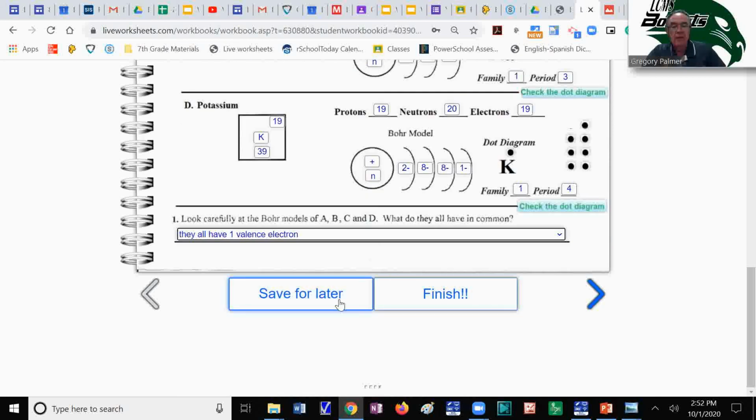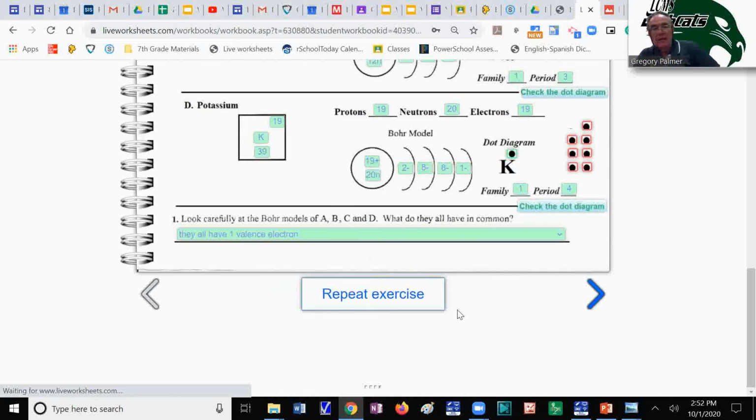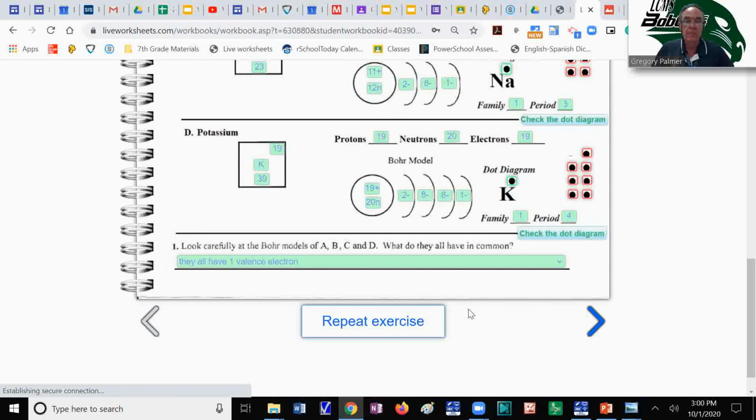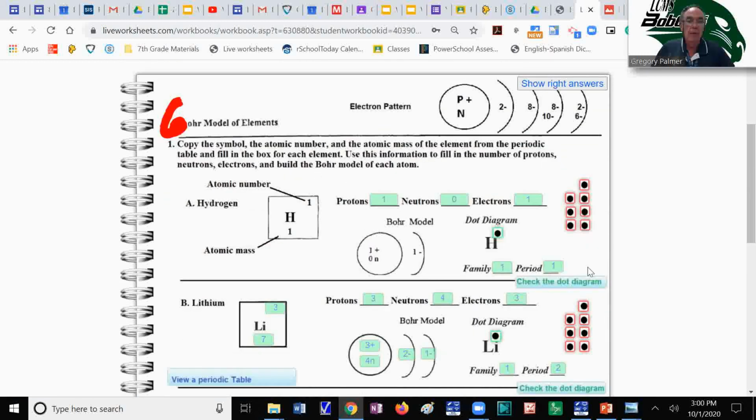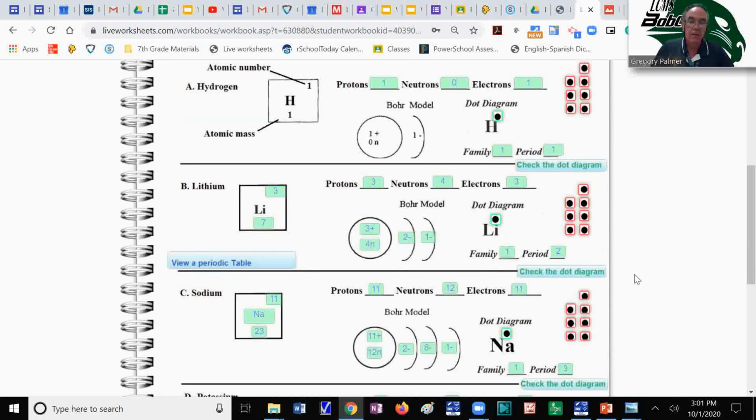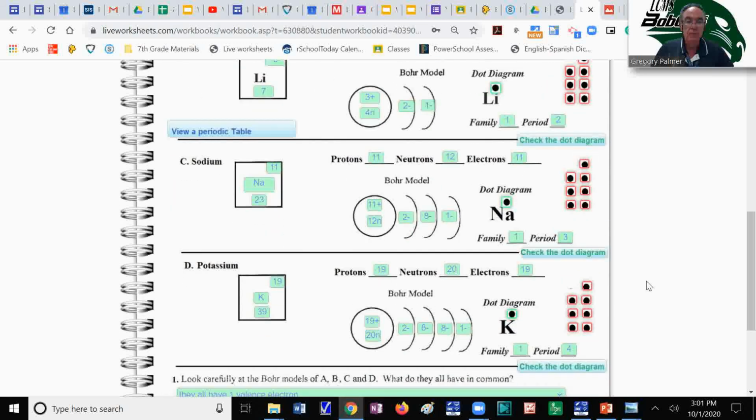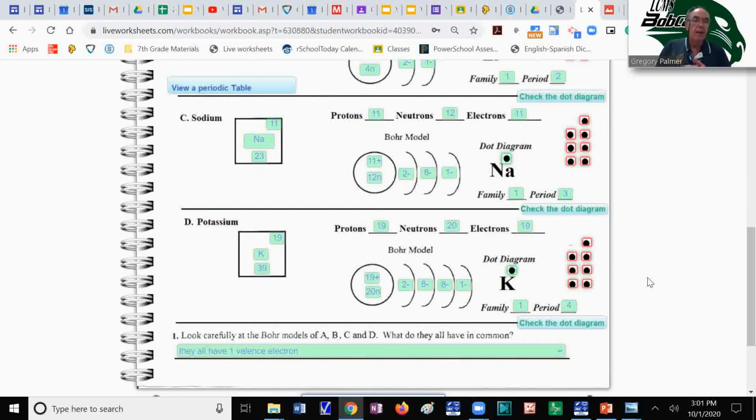So I think we're ready to finish. And let's see how we did. Now, you notice it didn't get a 10 out of 10 because it can't really grade these dot diagrams. So that's why I gave you links to the right answer. Okay, so now you're going to continue on and make the Bohr models on the next 2 pages, and then we'll take a look at this next time.